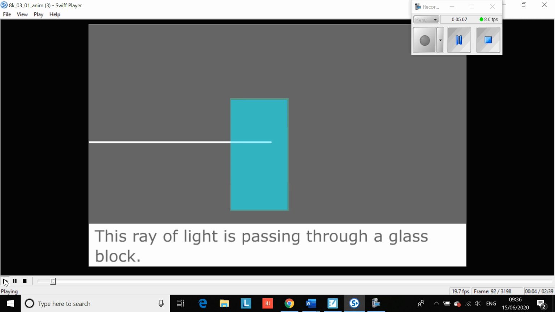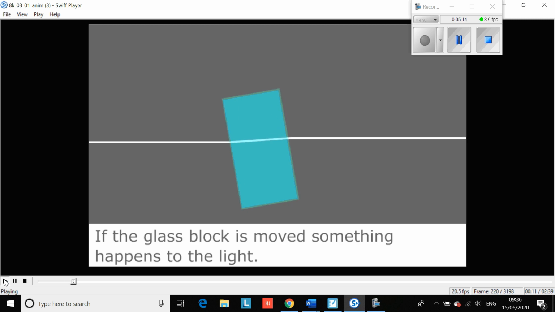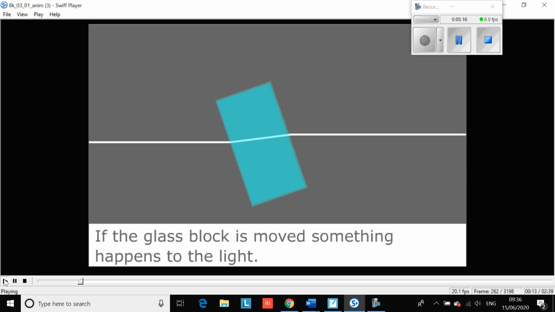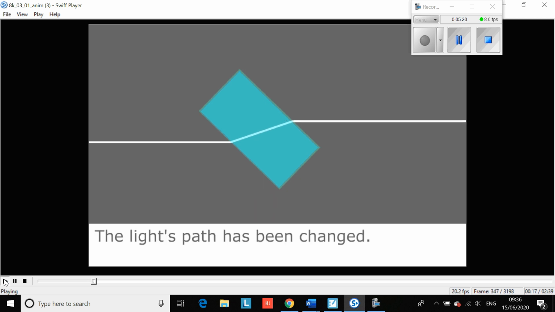So hopefully you all saw that, and there, it slows down as it goes into the glass block. And then if you change the angle of the glass block, you get this bending effect. Now, why does that happen? Okay, so let's talk about why that happens.